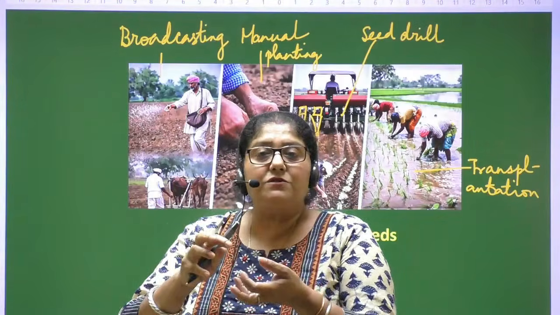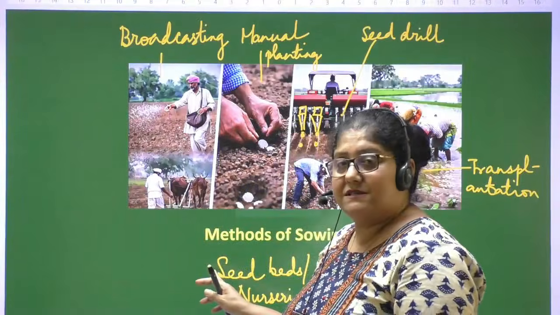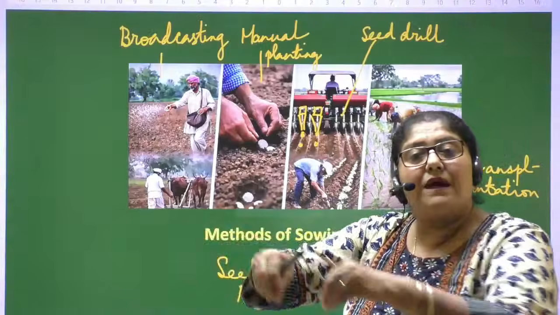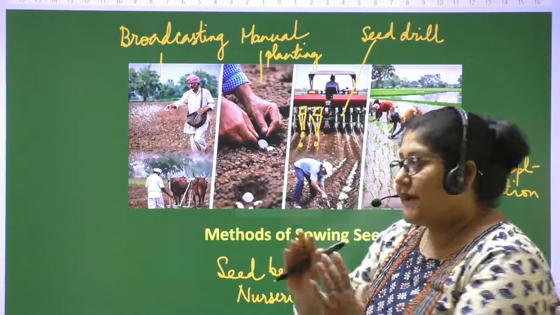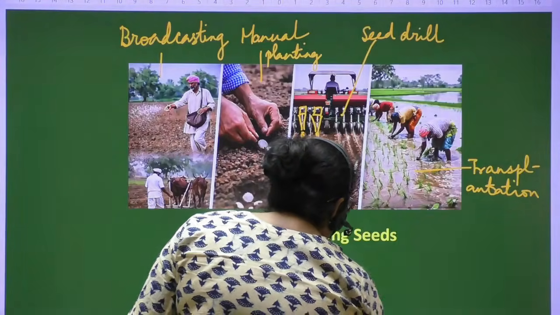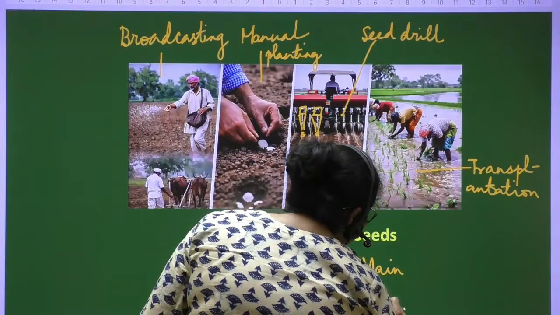then what does the farmer do? The farmer takes these seedlings from the seed bed or the nursery and takes them to the main field where the small plants are planted once again. So that is called transplantation, where the seedlings are carried from here and then planted onto the main field.